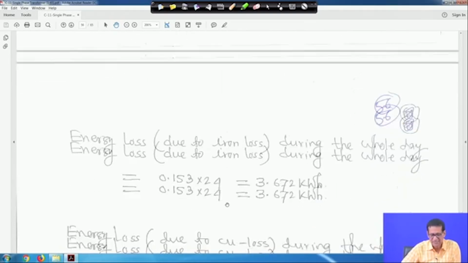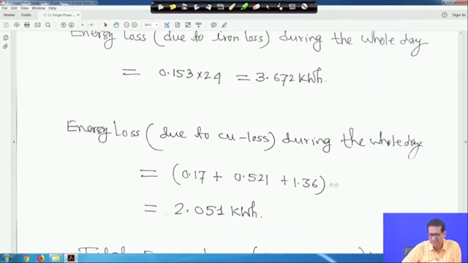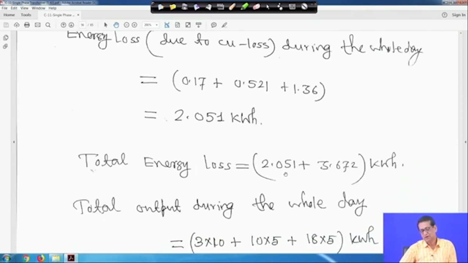Now, the energy loss due to iron loss during the whole day. Iron loss is 0.153 and multiplied by 24 hours, it will be 3.672 kilowatt hour. Therefore, the energy loss due to copper loss during the whole day, you add 0.17 plus 0.521 plus 1.36, that is 2.051 kilowatt hour. So, the total energy loss due to copper loss and iron loss, you add 2.051 plus 3.672.